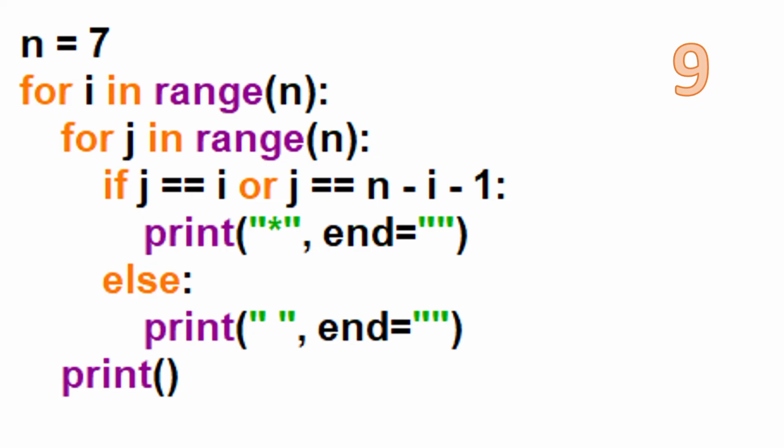In this also we have a nested for loop with if else. Very simple code it is. If j is equal to i, if both are equal, or j is equal to n minus i minus 1, in this case we are printing a star, or else spaces. And why have we written this print? So that we go to a new line. So this is the ninth question. Okay, let's go with the next one.